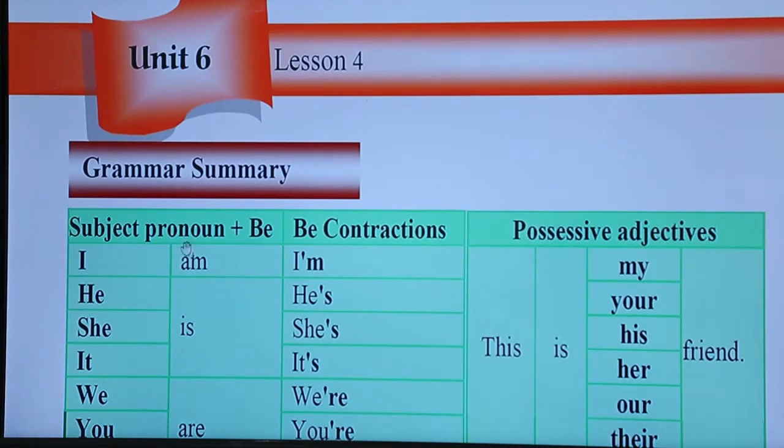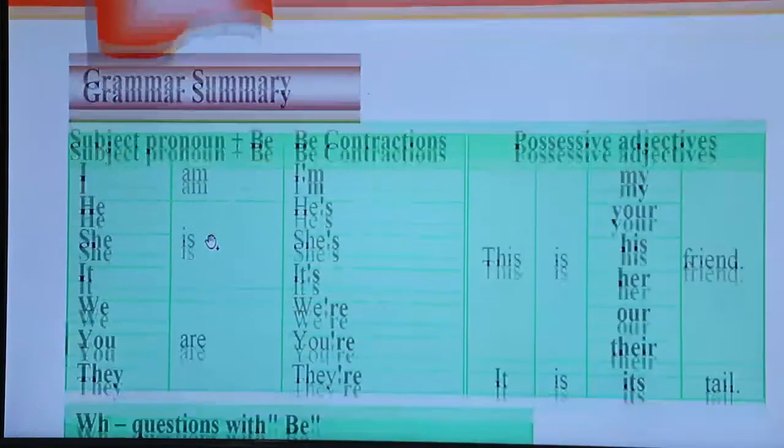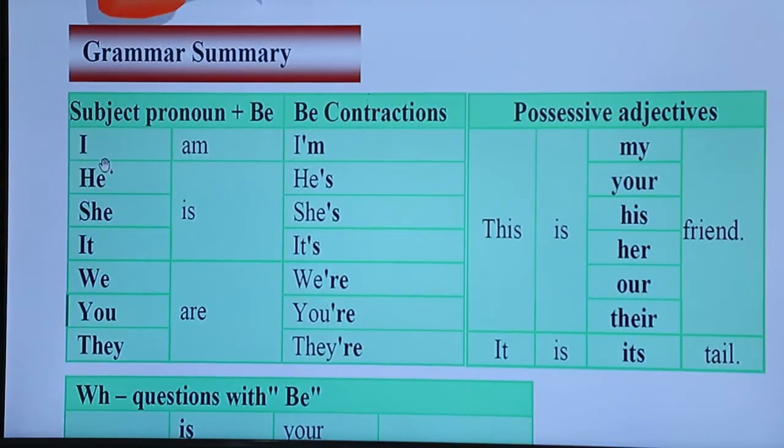The first one is subject pronouns. We had seven subject pronouns: I, he, she, it, we, you and they. With I we use am. With he, she and it we use is, and with we, you and they we use are.